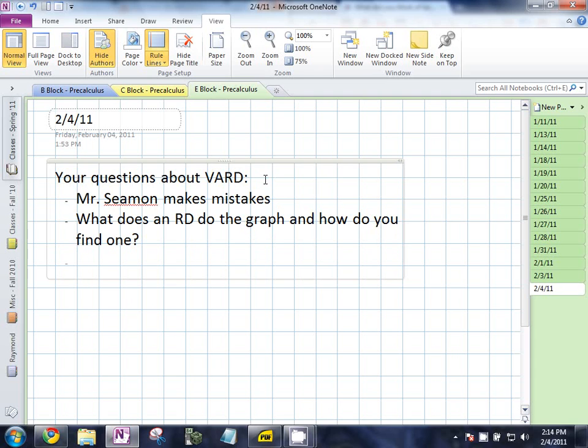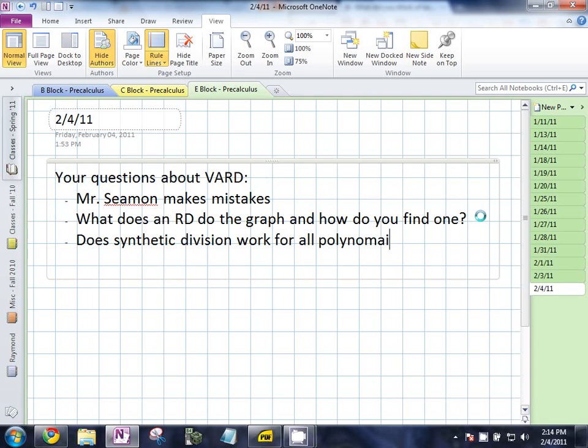Okay, next. Does the chart thing work for all? Does synthetic division work for all polynomials? And when you put the finding right after part 3, why did you only follow -3, not -5? I'm sorry, say that again? Like for the asymptotes. In finding vertical asymptotes, why what?